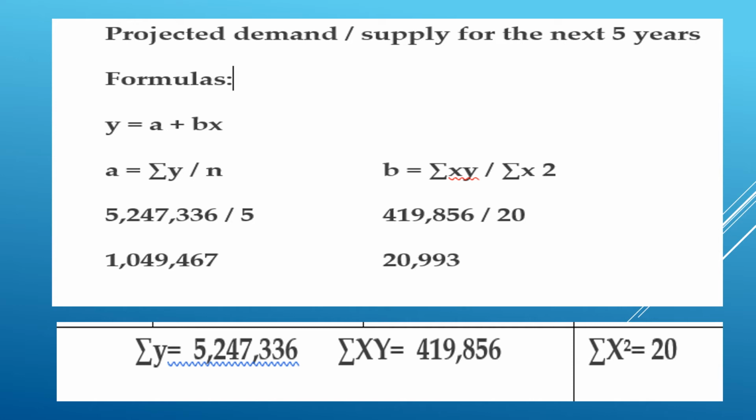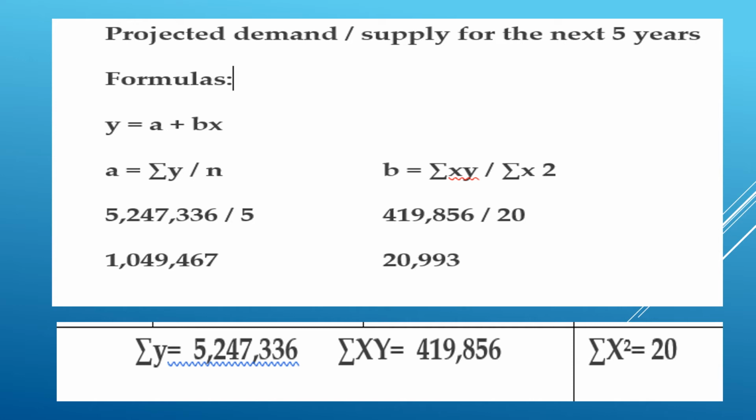So A is equal to summation of y, yung galing sa table natin, over n. So saan nakuha yung n na 5? 2016, 17, 18, 19, 20, 5 years. So that's why the value of n is 5. So we will get A as 1,049,467. So in case 4 years lang ang binigay sa atin, the value of n will be 4. If what was given to us are 6 years, so the value of n will be 6. If it's just 3 years, the value of n will be 3.